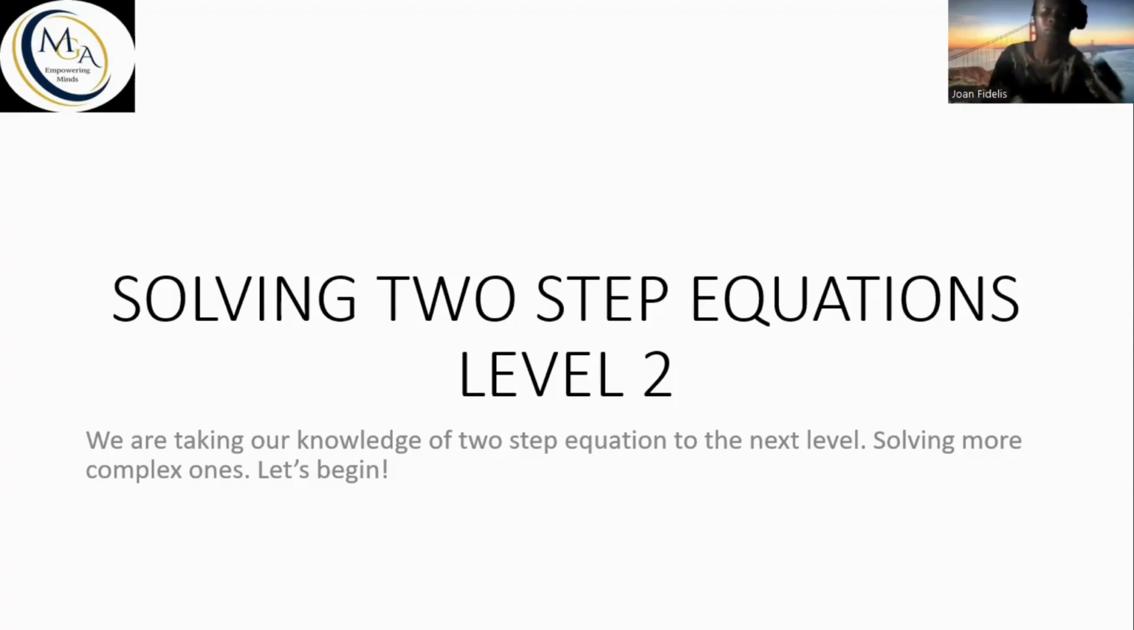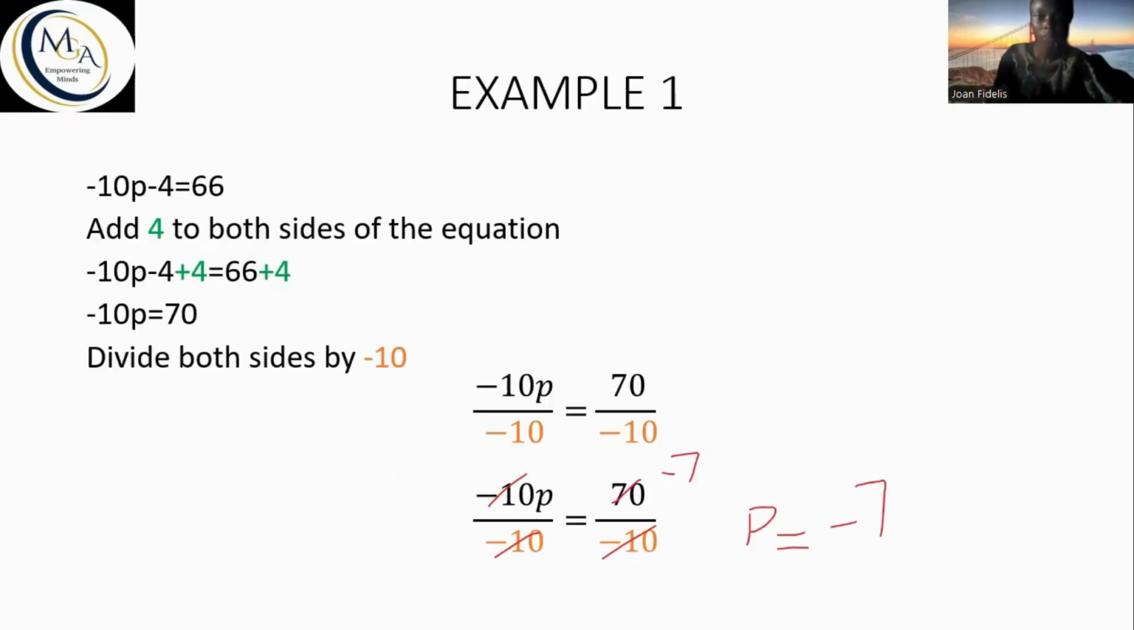So let's begin. But before we begin, the examples we're going to be using are a little bit different from the regular two-step equations we've been solving prior to now. We're basically going to solve more examples, but ones that are a little bit different from the regular. So example 1, solve minus 10p minus 4 is equal to 66.